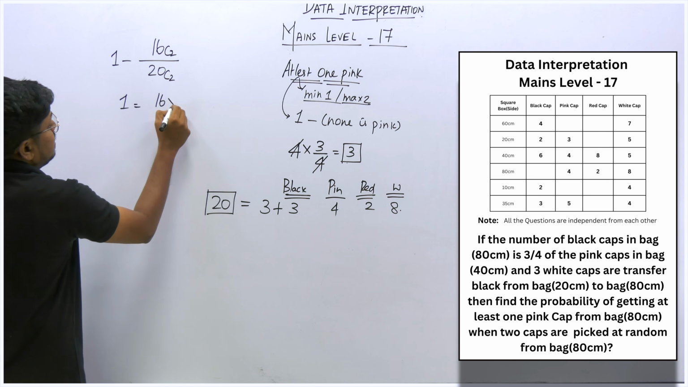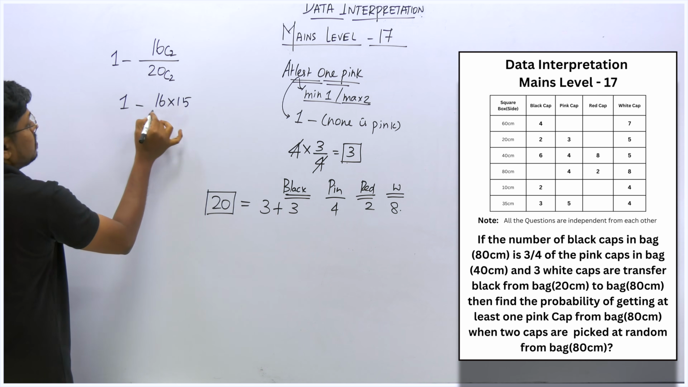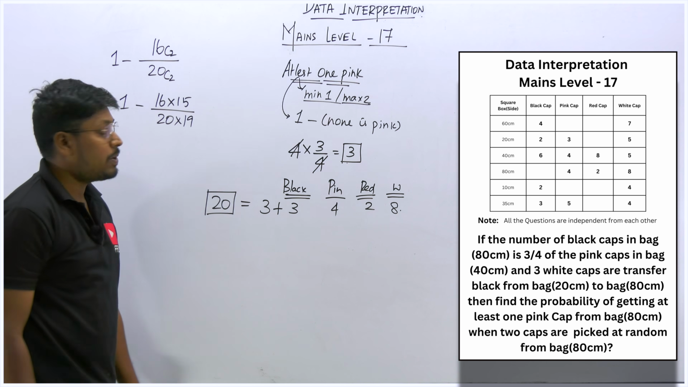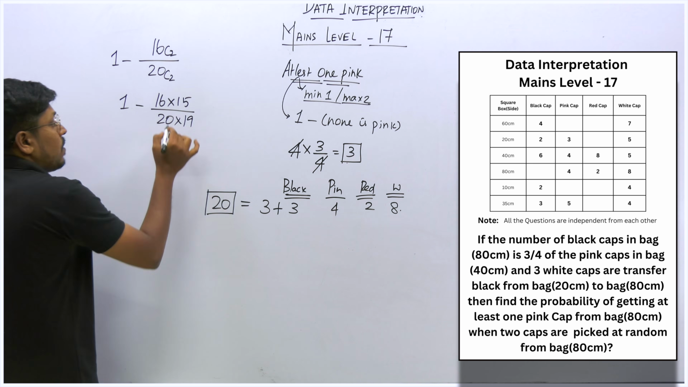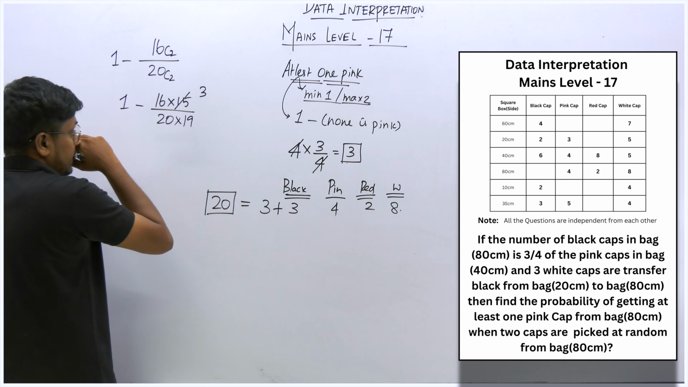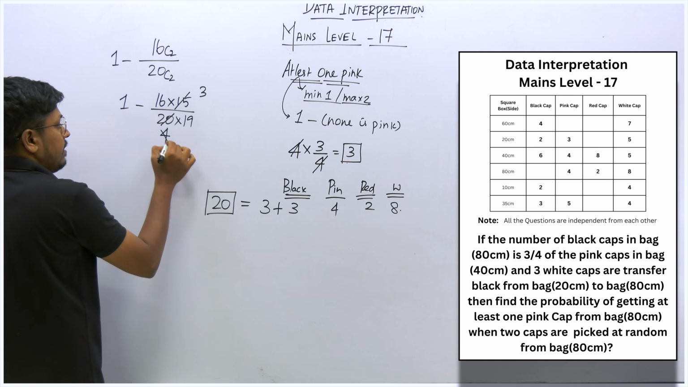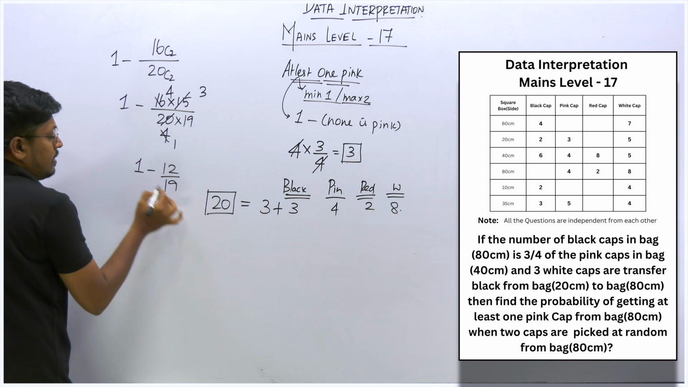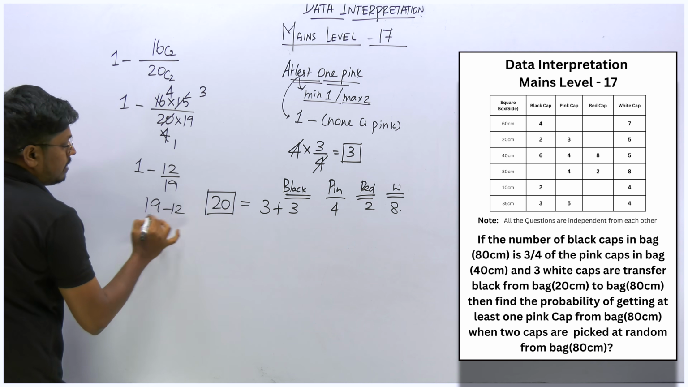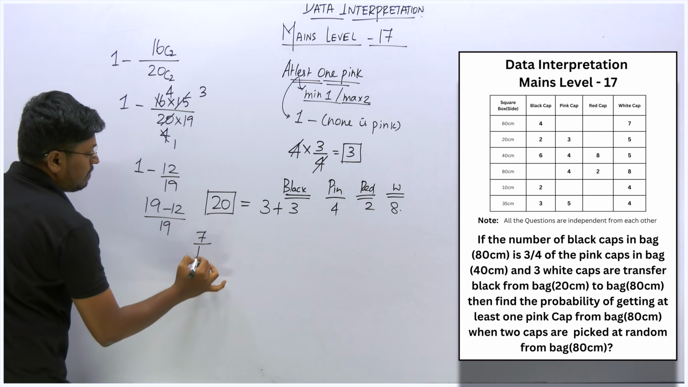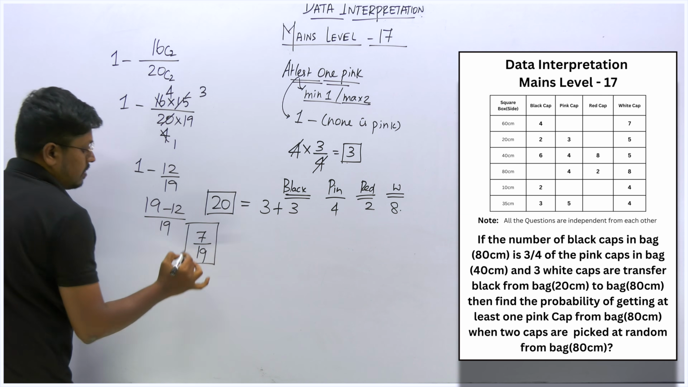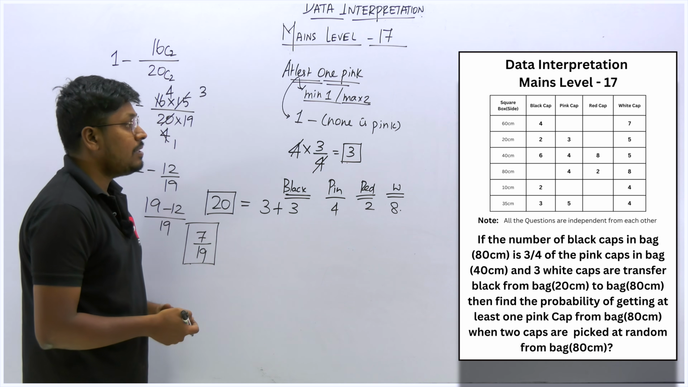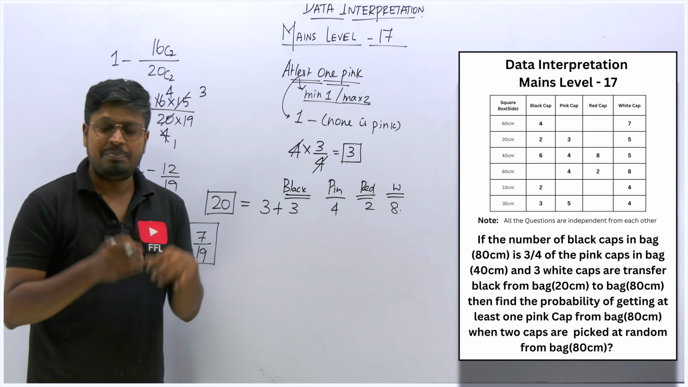This can be written as 1 minus 16 into 15 divided by 20 into 19, because 1 by 2 we can cancel with 1 by 2. Now we can cancel this with the 5 table. 5 3s are 15. So cancel this with the 5 table, 5 4s are 20. 4 4s are 16. So 1 minus 12 by 19. So 19 minus 12 divided by 19. So this will be 7 by 19. So the answer for this question will be 7 by 19, the probability of getting at least one pink.